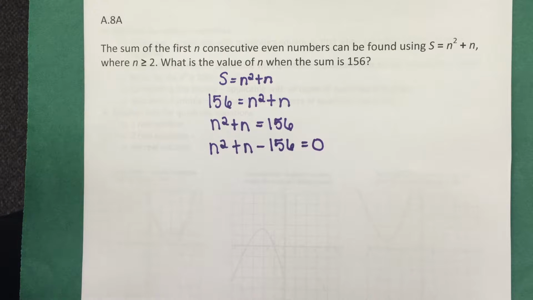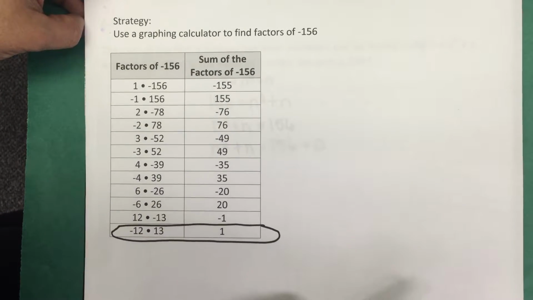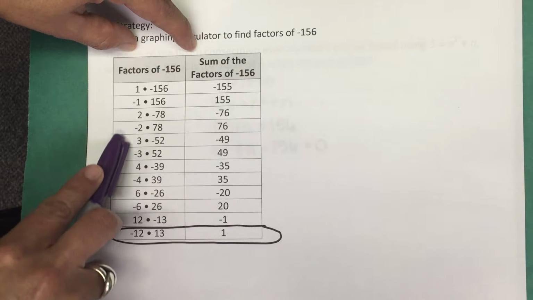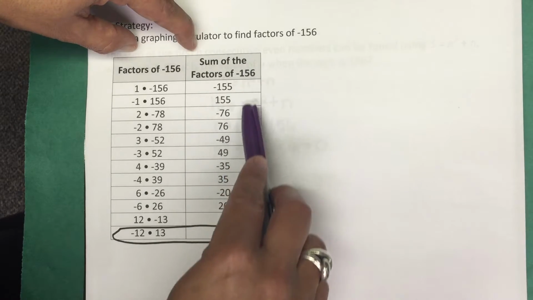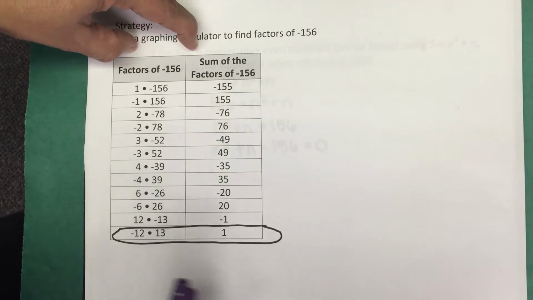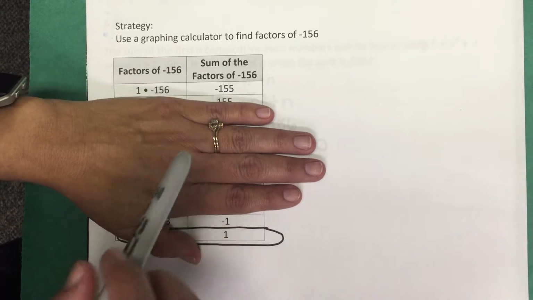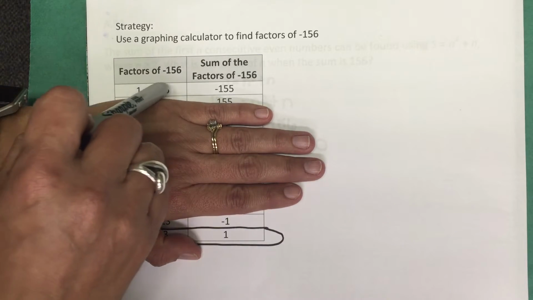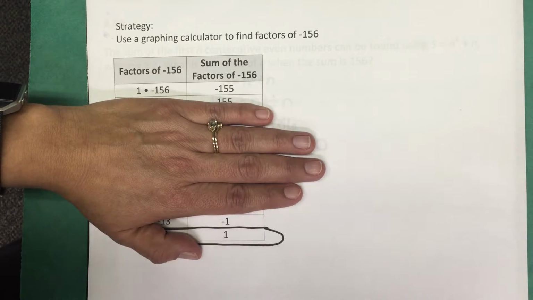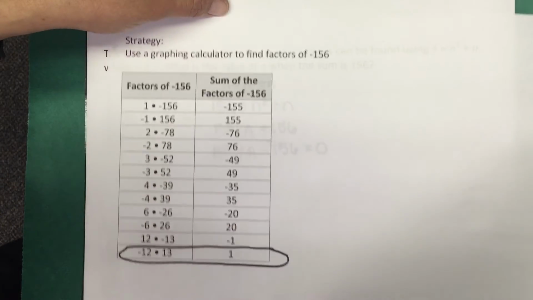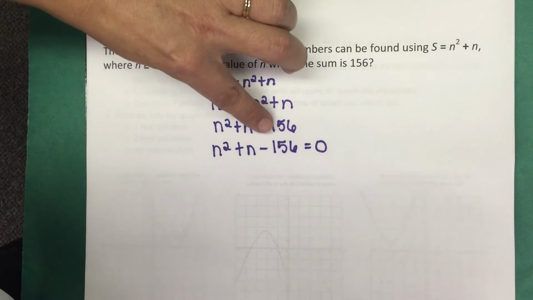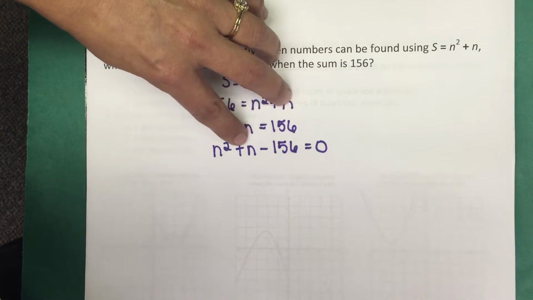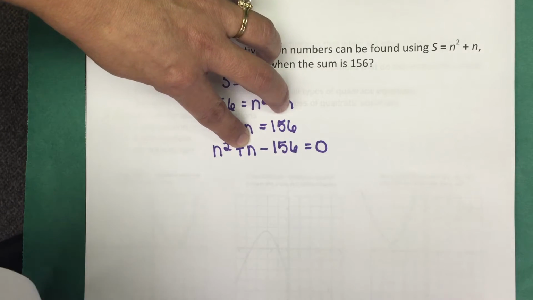When we factor, a strategy for students is to make a factor table. I have actually done that already here. The first column lists the factors of negative 156, and the second column is the sum of the factors of negative 156. For example, in this first row, 1 times negative 156 does give us a product of negative 156. When I add those two factors, they give us a sum of negative 155. So what we're looking for is a set of factors that multiply to give us negative 156 and add to give us a 1, because that is the coefficient in front of this second term.